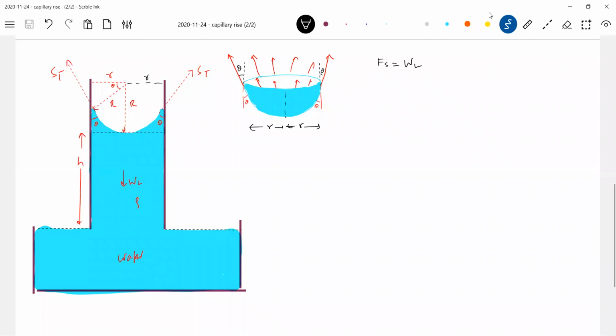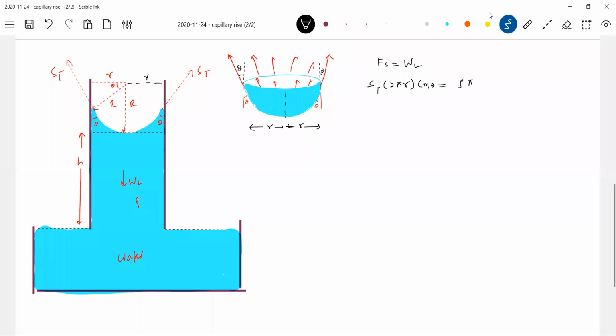So anybody, can you tell me what I should write? 2 pi capital R or 2 pi small r? 2 pi small r is what I should write. So surface tension into 2 pi r. So that force, and the vertical component of it, cos theta, should balance the weight of the liquid.